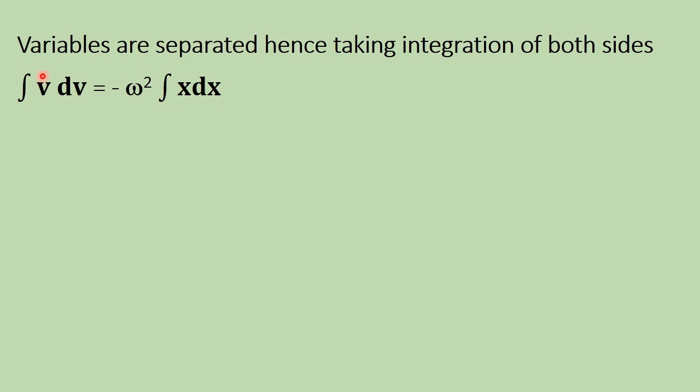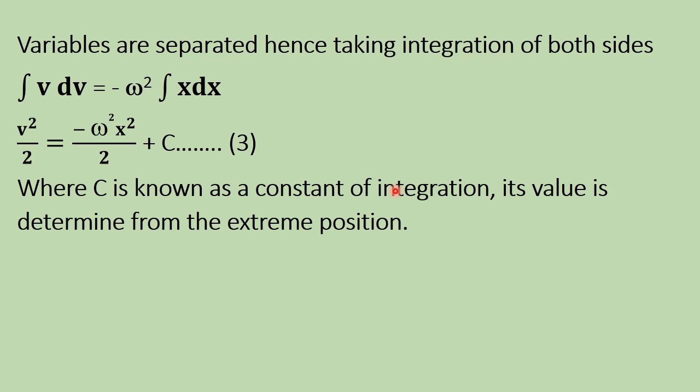Now here the power of v is 1 and the power of x is also 1. Therefore, using the formula of integration, we get v square upon 2 equal to minus omega square x square upon 2 plus constant of integration, equation 3. Here the limits of integration are not given, and therefore we use the term constant of integration. We calculate the value of that constant from the extreme position.